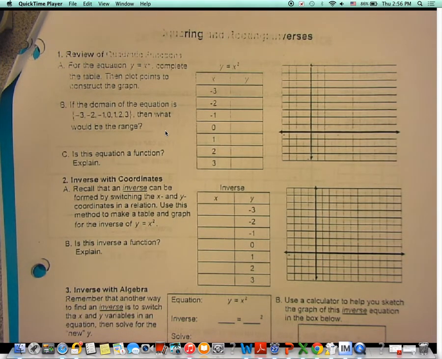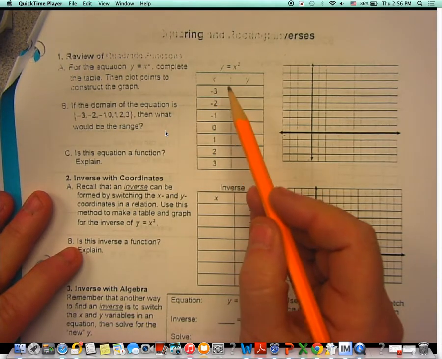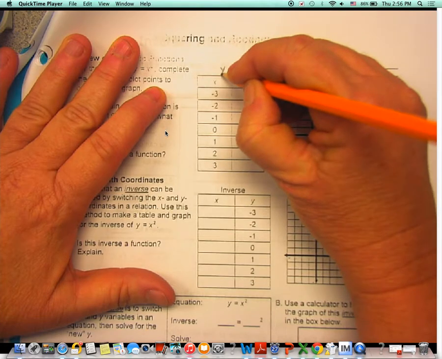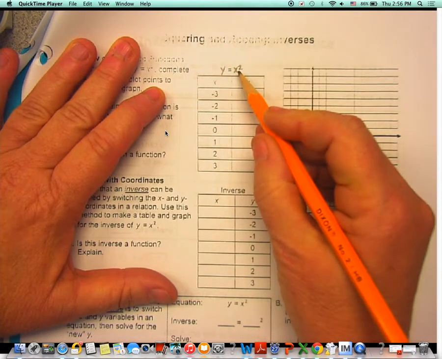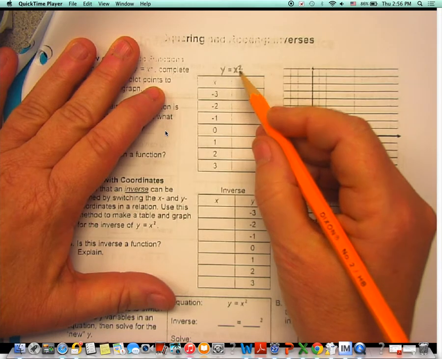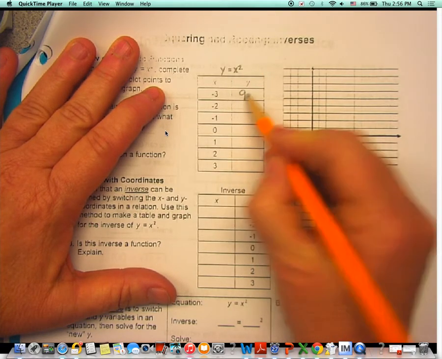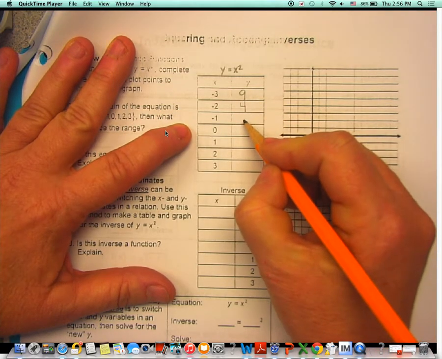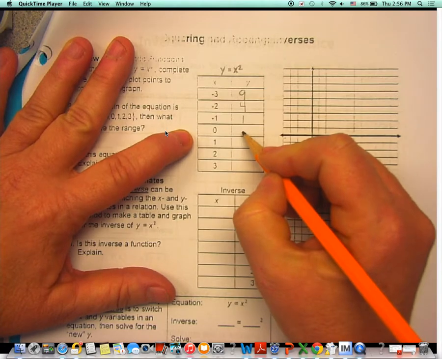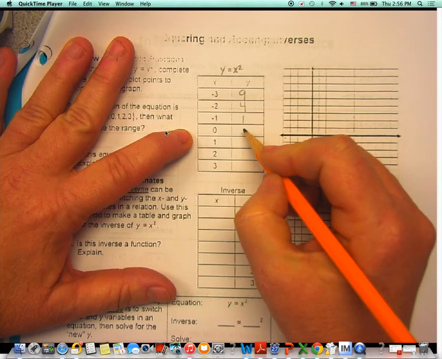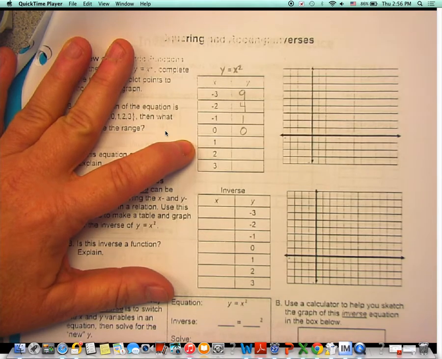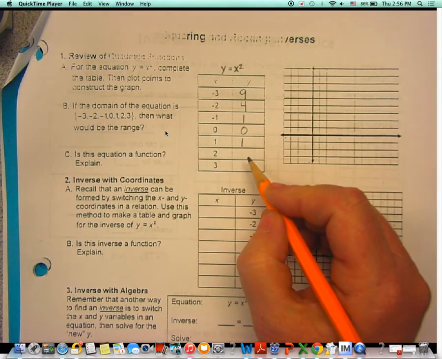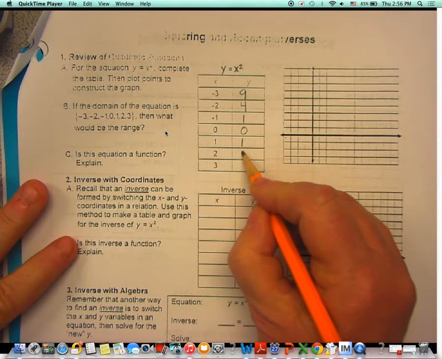All right, what we're going to do on this first thing is we're just going to graph y equals x squared right here. When we plug -3 into x, what's -3 squared going to be? 9. -3 times -3 is positive 9. What about -2 squared? 4. -1 squared? 0 squared? 1 squared is just 1. 1 times 1 would be 1. 2 squared? 4. And 3 squared?